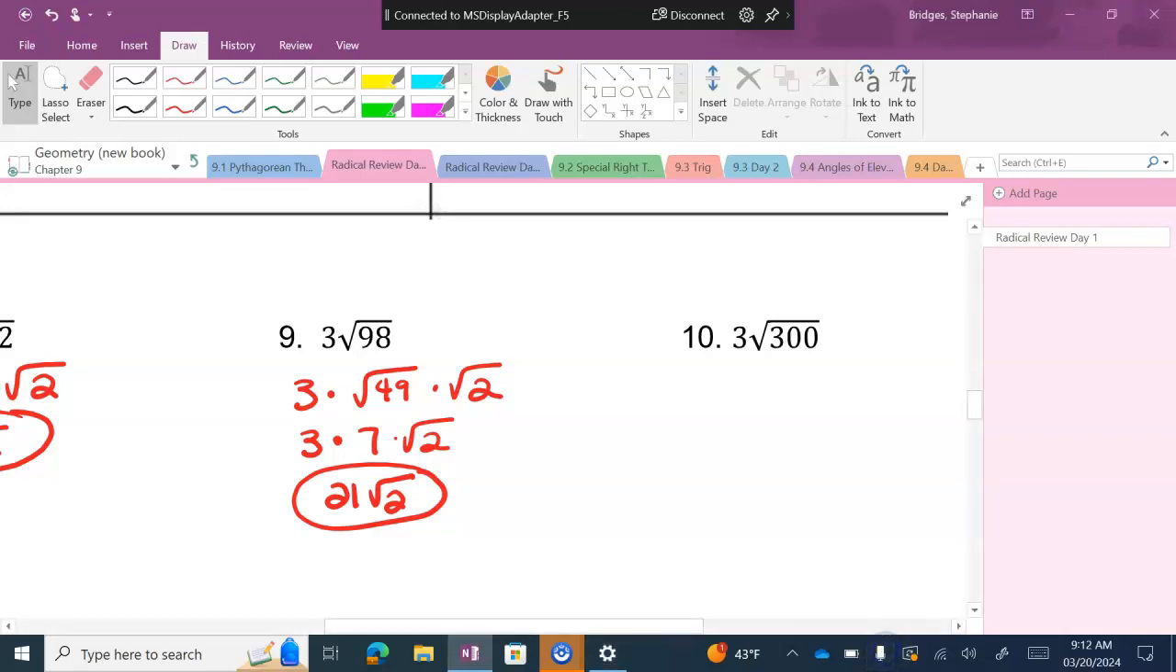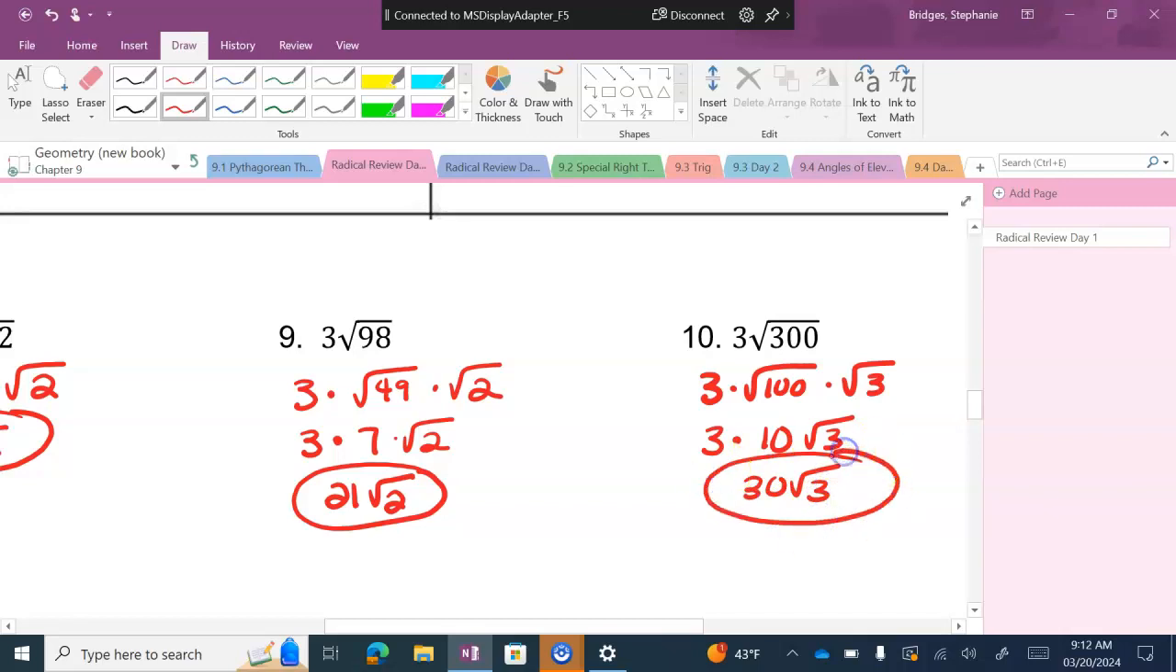100. So we're going to keep that 3. We're going to split it up into the square root of 100 times what gives me 300. Okay. Keeping the 3 out front, what is the square root of 100? 10. And again, that radical leftover stays. And then we multiply. 3 times 10 gives me 30. So the most simplified answer would be 30 square roots of 3. Kind of okay.